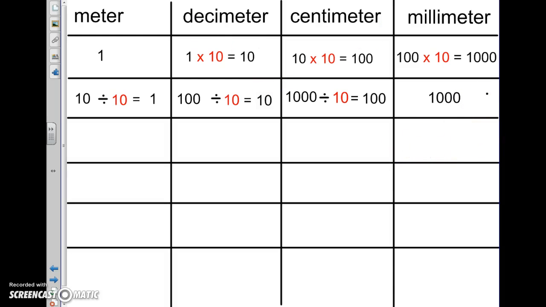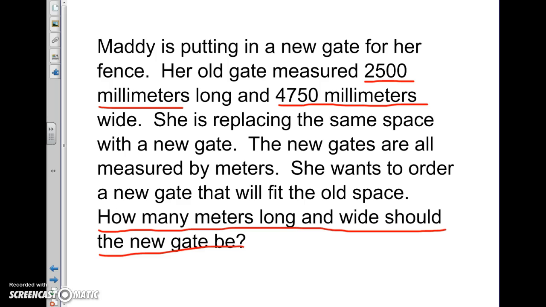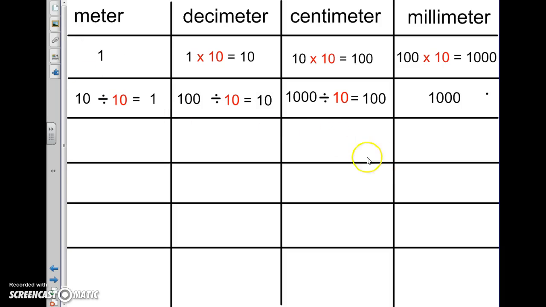All right, so to solve this problem, remember we are given the information that it is 2,500 millimeters long, like tall, and it is a wide one. It's 4,750 meters wide. So we want to change it to meters. We want to get it way over here.